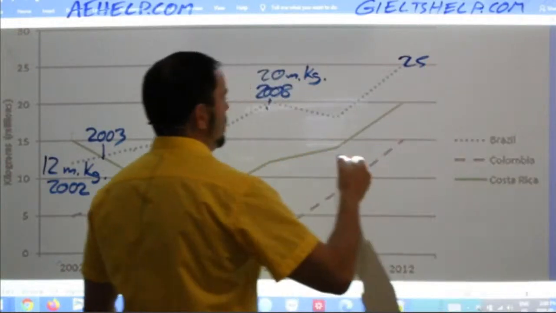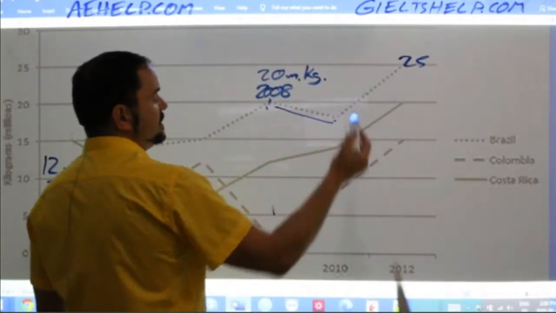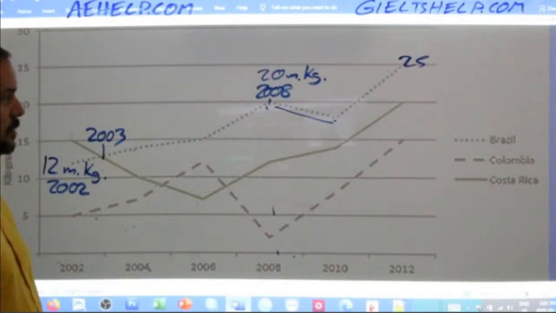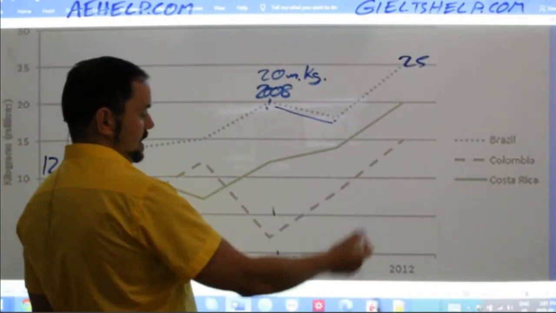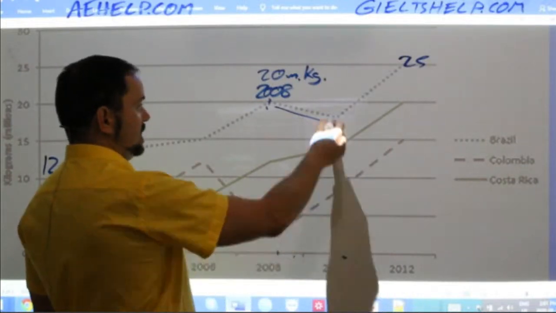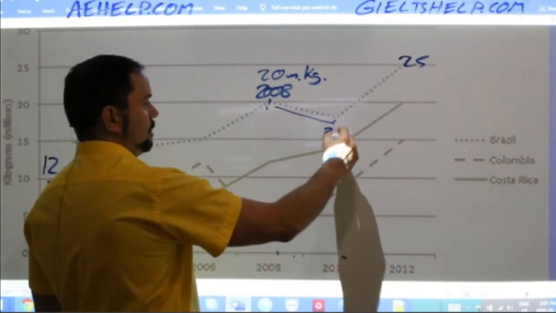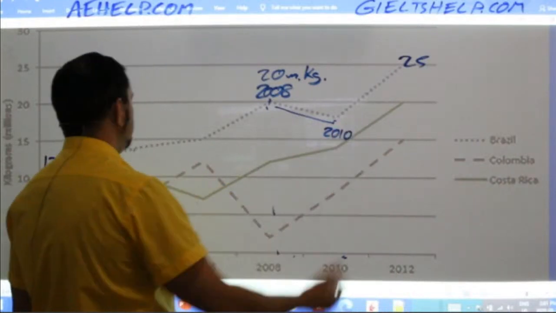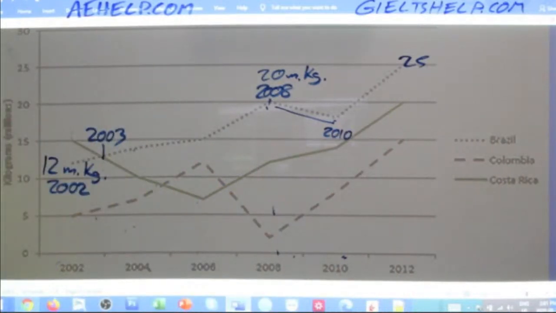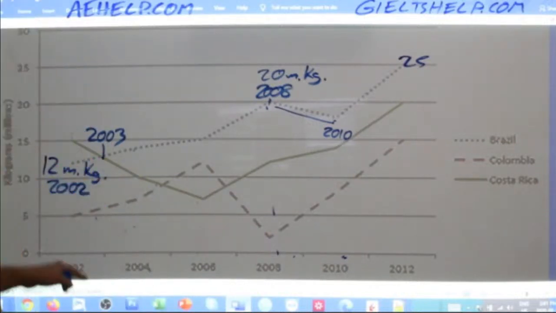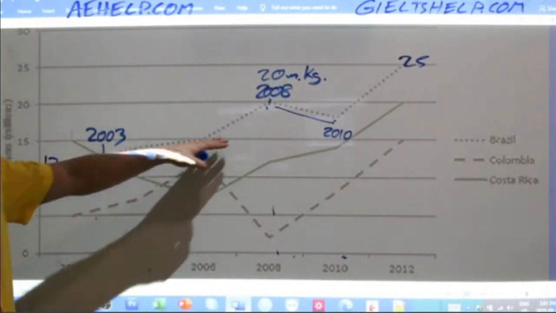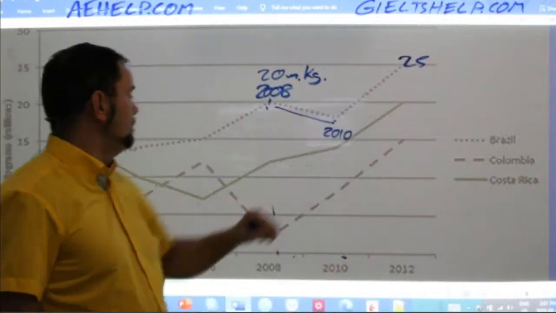Okay. Now here you might want to mention that. It's up to you. You have to know your speed and fluency in writing. There's a slight drop, and this is 2010. Okay. All right. It's a slight drop to about 18 if you want to mention that. Okay. So go ahead, everyone. Write this for Brazil, all right?